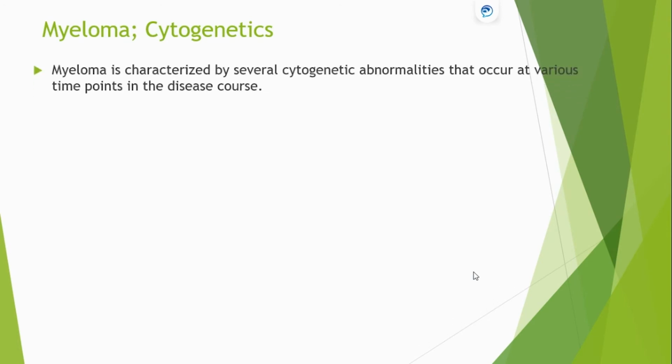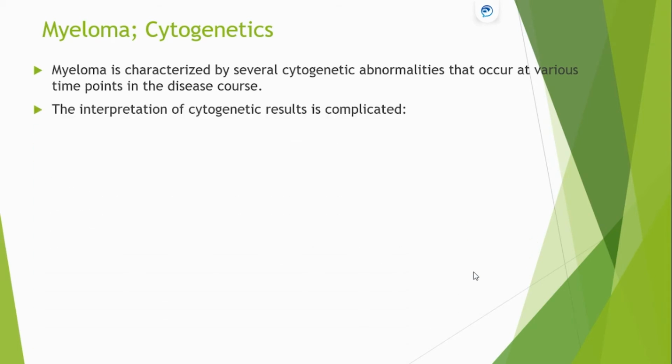So cytogenetics in myeloma is a big important piece. As you saw in the previous slides, the cytogenetic changes start as a primary event. So myeloma itself is characterized by several cytogenetic abnormalities that occur at various time points of the disease course.